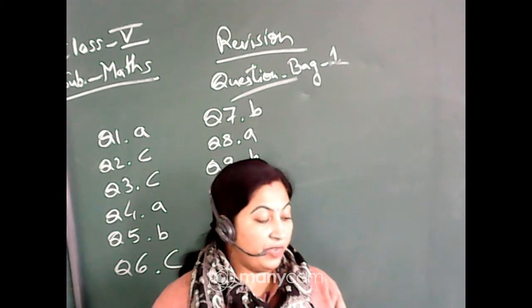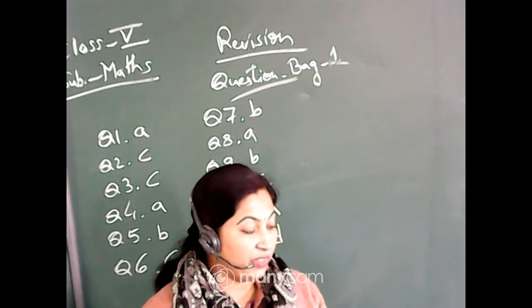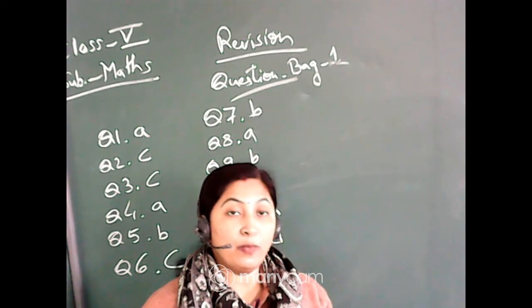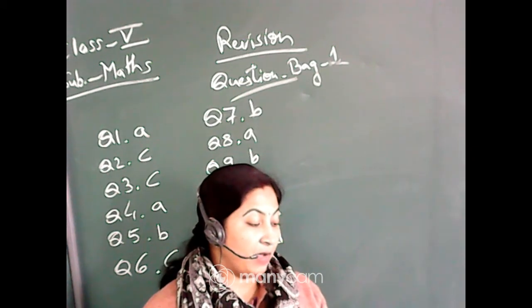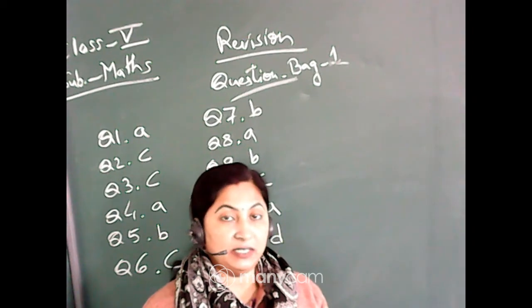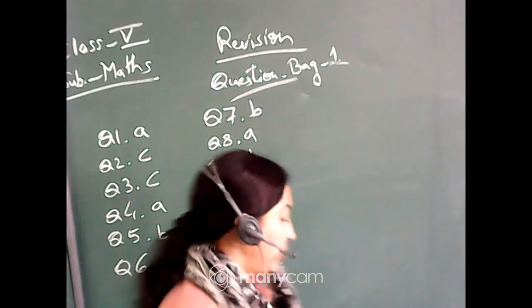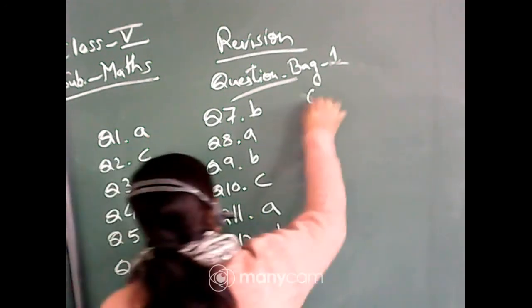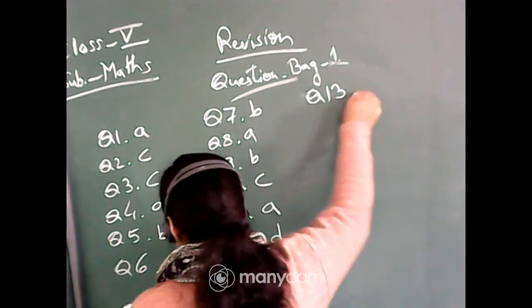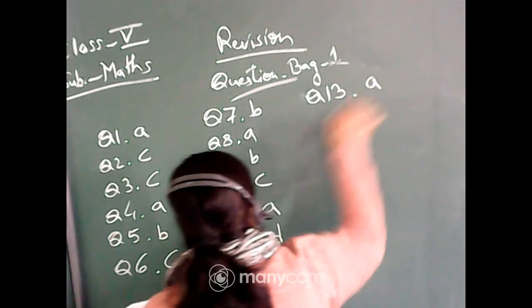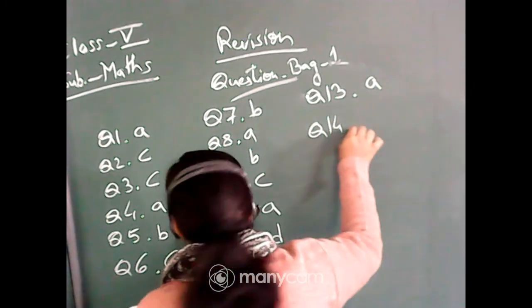So when you multiply 0.04 with this number, you have to give the point after 4 plus 2, 6 digits, isn't it? That's why it is 0.000016. So for question number 13, the answer will be option number A.